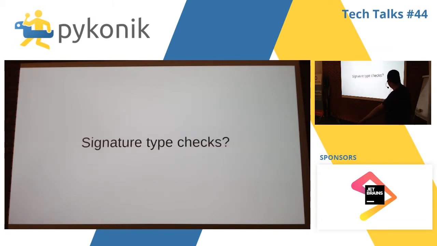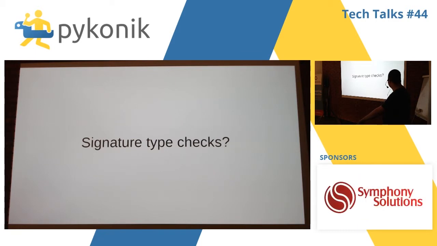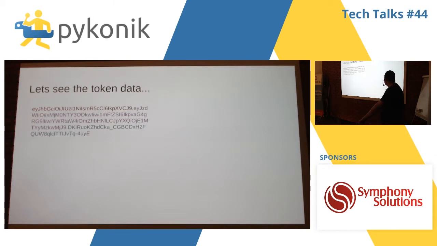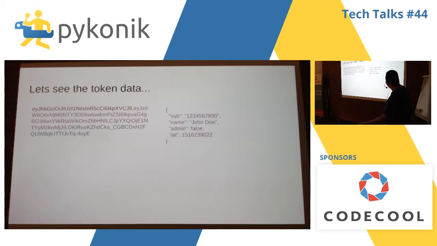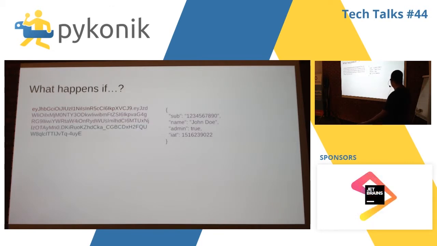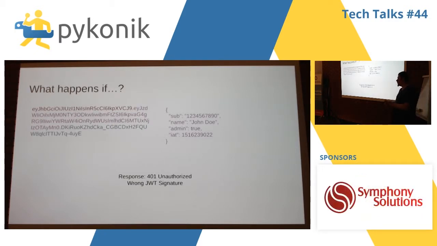First of all, let's try to hack some signatures. So we have the JSON Web Token. We can decode the data. We see that there is an admin flag, so yeah, this token works. Let's try to change the admin flag to true. Unfortunately, we don't have access to that. The application responds with unauthorized, so it knows, because the signature is wrong.